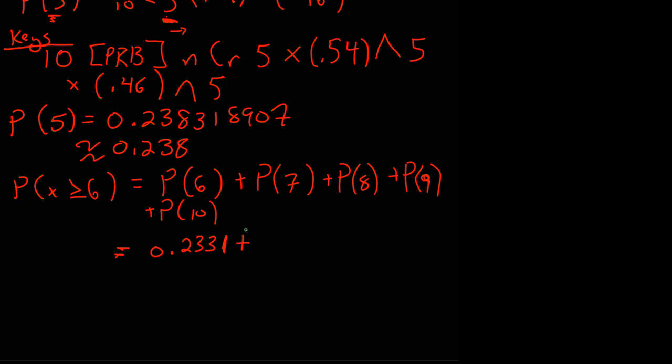And now I'm going to do that for 7. So I'm going to up arrow. I'm going to have 10 NCR 7 times 0.54 to the 7th times 0.46 to the 3rd. And that's going to give me 0.1564. And I'm going to up arrow and put in my numbers for 8. So that's going to be 10 NCR 8 times 0.54 to the 8th times 0.46 to the 2nd. And that's going to give me 0.0688.